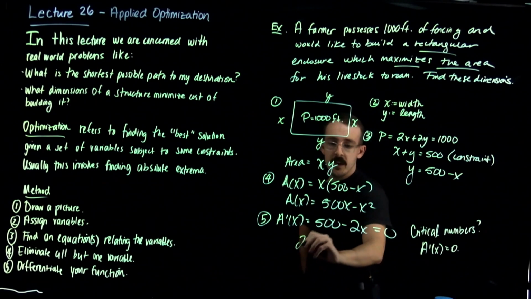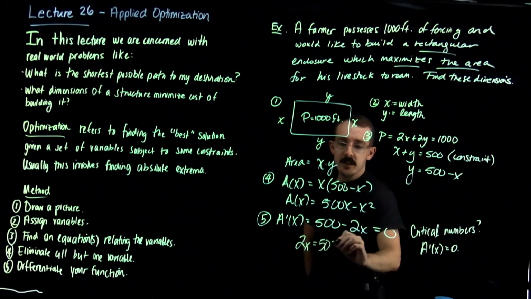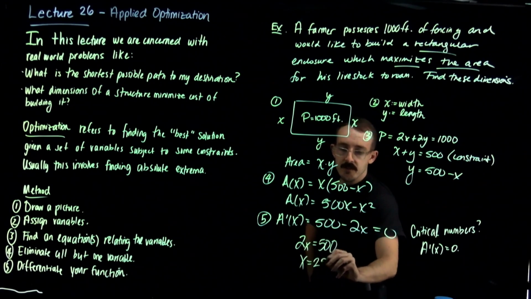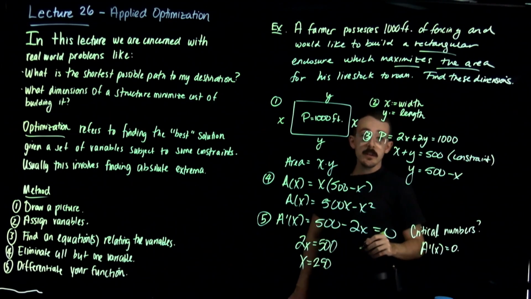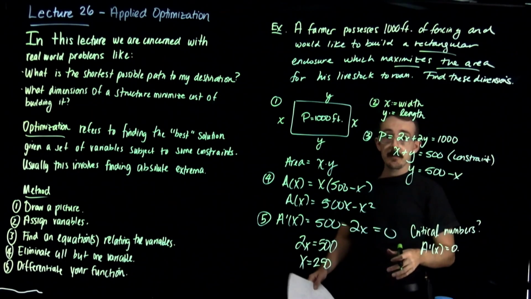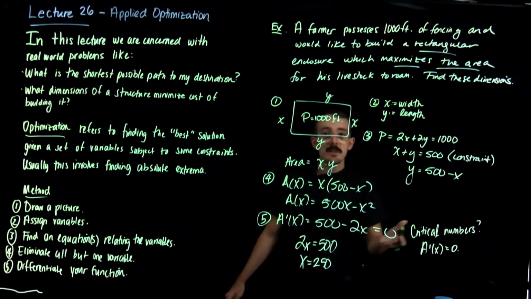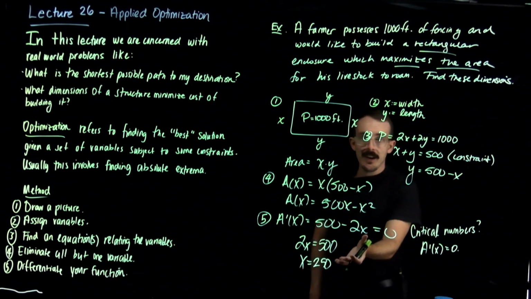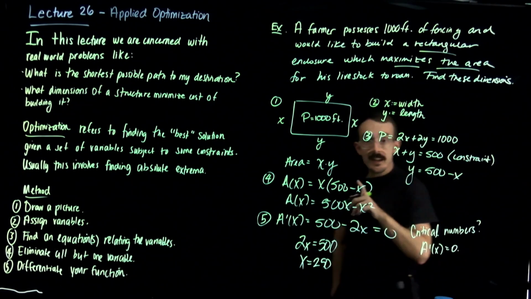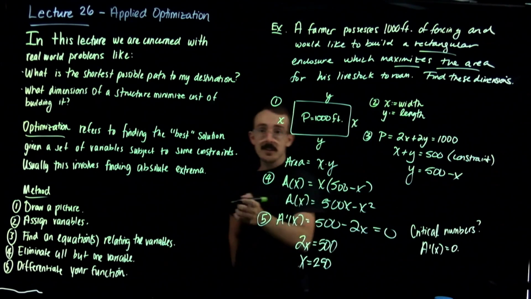Set this equal to 0. 2x is supposed to be 500. And so x equals 250 is one of those critical numbers. It's the only one I see here, actually. OK, so it would be nice to know if this was an absolute max or min, right? So let's look at the second derivative and use the second derivative test just to verify that.